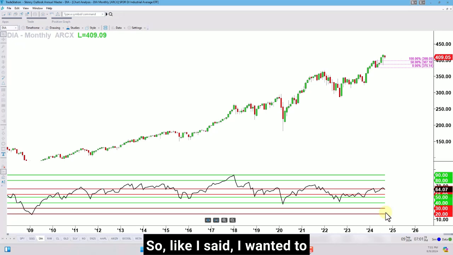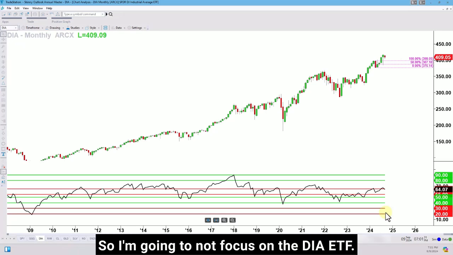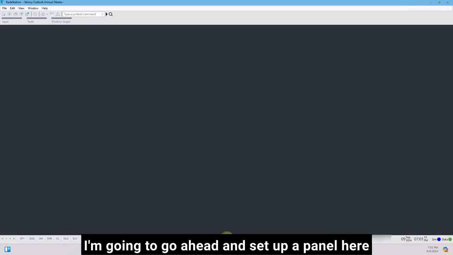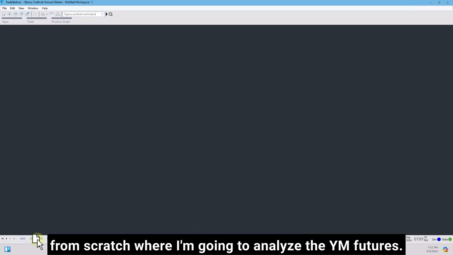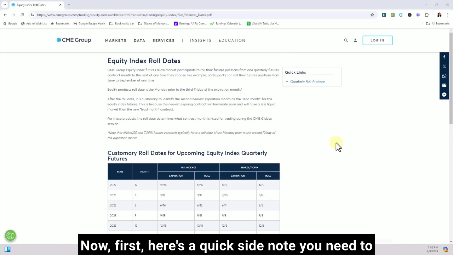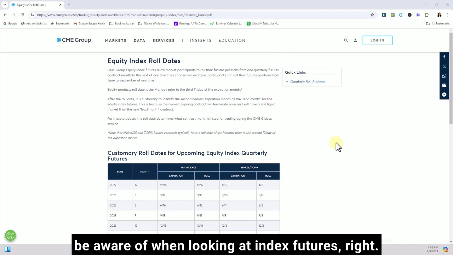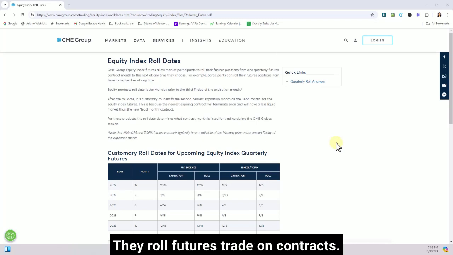Like I said, I wanted to bring something different into the mix, so I'm not going to focus on the DIA ETF. I'm going to set up a panel here from scratch where I'm going to analyze the YM futures. First, here's a quick side note you need to be aware of when looking at index futures, right? They roll.